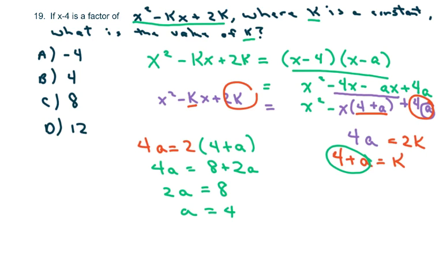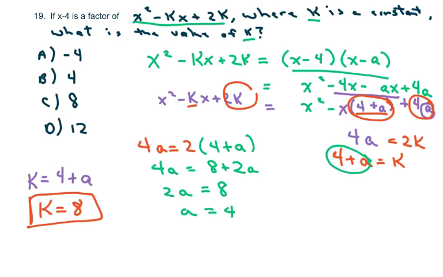Now if a is 4, I'm going to plug it back in to my original. The question asks for the value of k. So k equals 4 plus a. We already have that here. So I can just plug in my 4, so k equals 8, which is answer C. You know, think about this one and maybe do it again a little slower.